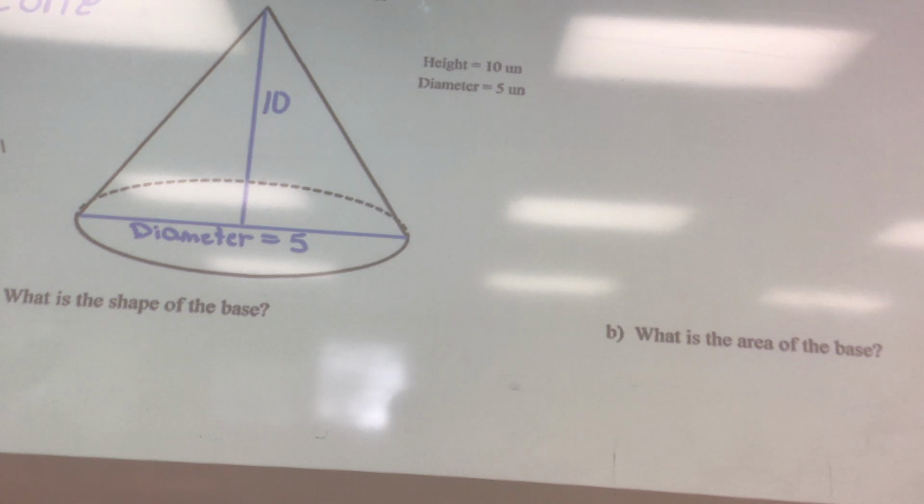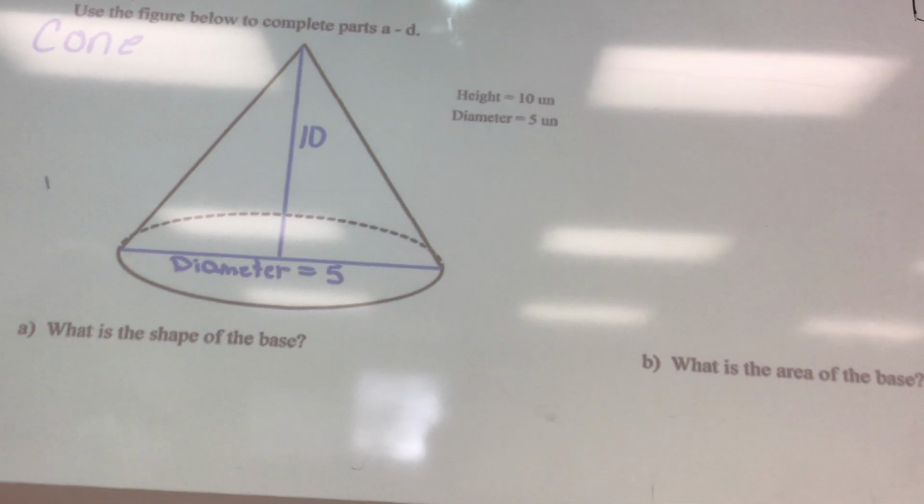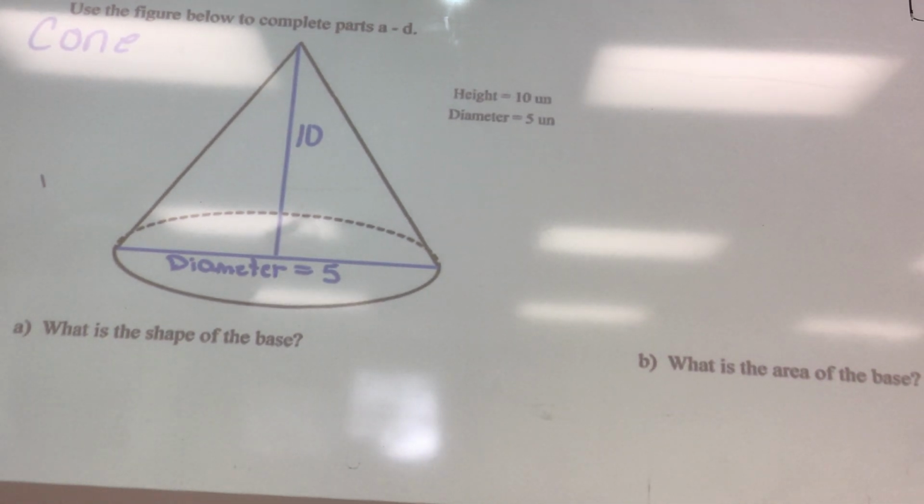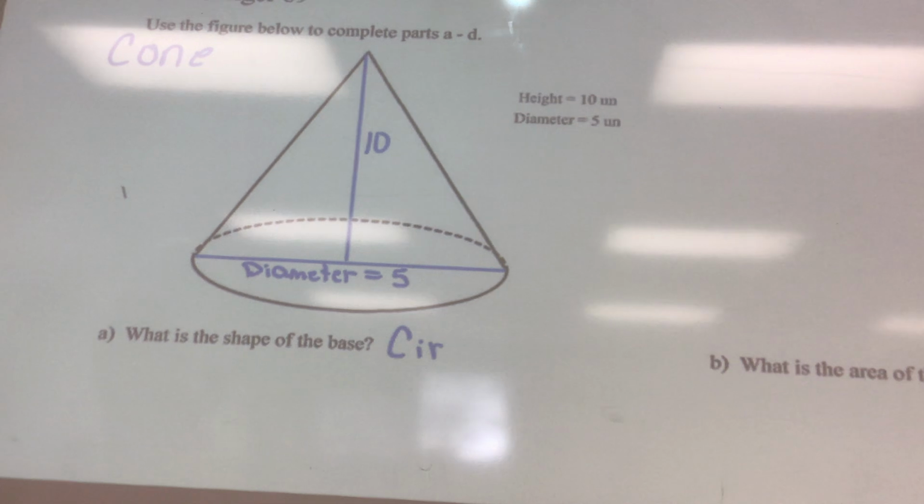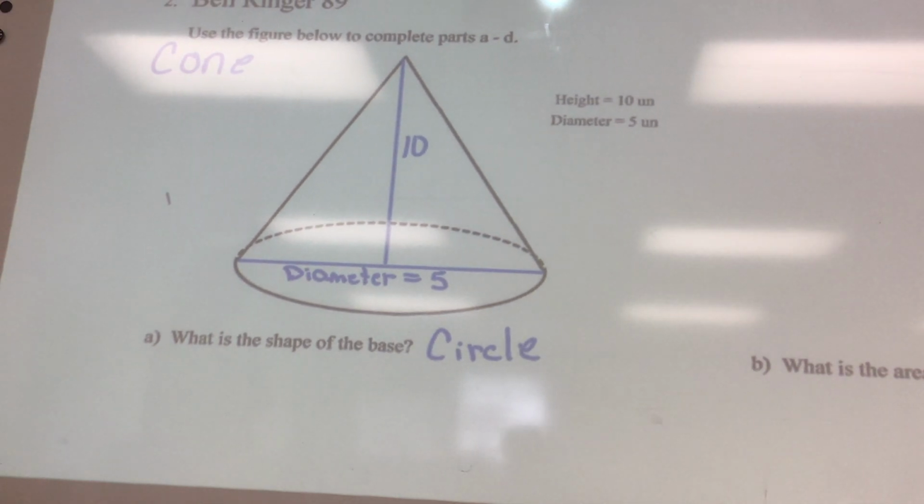Okay, and then it says part A, what is the shape of the base? Here is my cone. What is the shape of the base? Circle. And then on part B, it says, what is the area of the base?